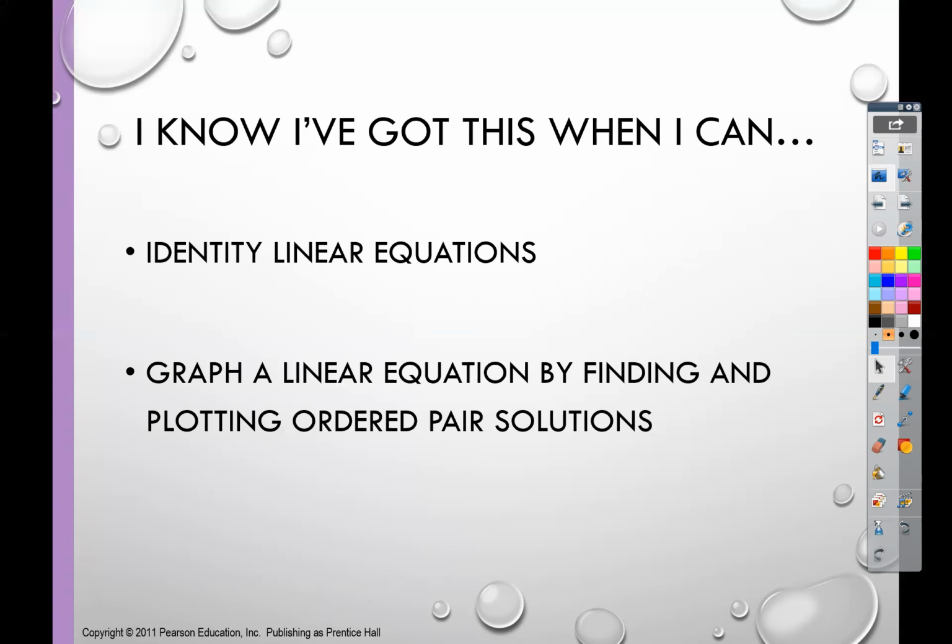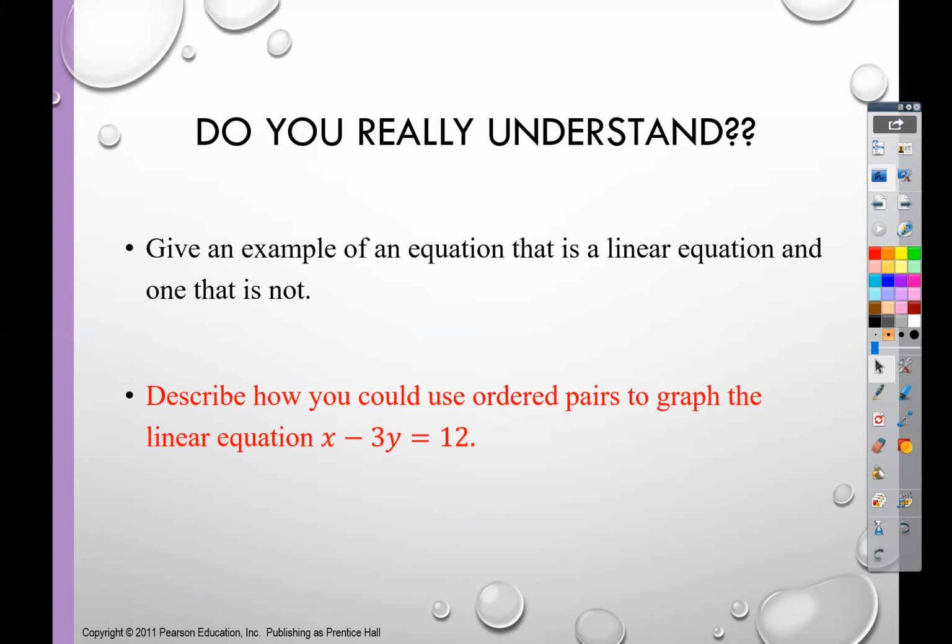So I know I've got this when I can identify linear equations and graph a linear equation by finding and plotting ordered pair solutions. Do you really understand? Give an example of an equation that is a linear equation and one that is not, and describe how you could use ordered pairs to graph the linear equation.